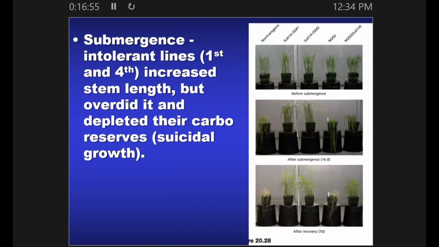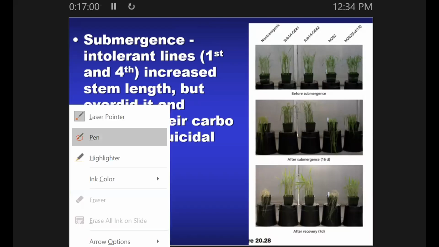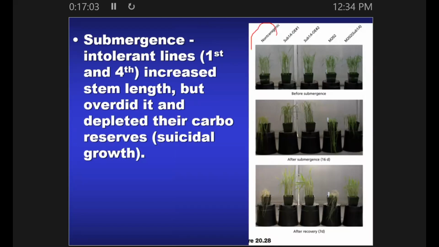And so here, if you look at the figures on the right, what they're showing, if you look at the first one and then the fourth one, those are like the wild type ones, or the ones that weren't genetically modified to try to handle flooding. So you can see as you start at the top, that's like before they got flooded. And then you can see the middle and bottom picture, that's 16 days and 7 days. Oh, that's recovery. So 16 days after submergence is the middle picture.